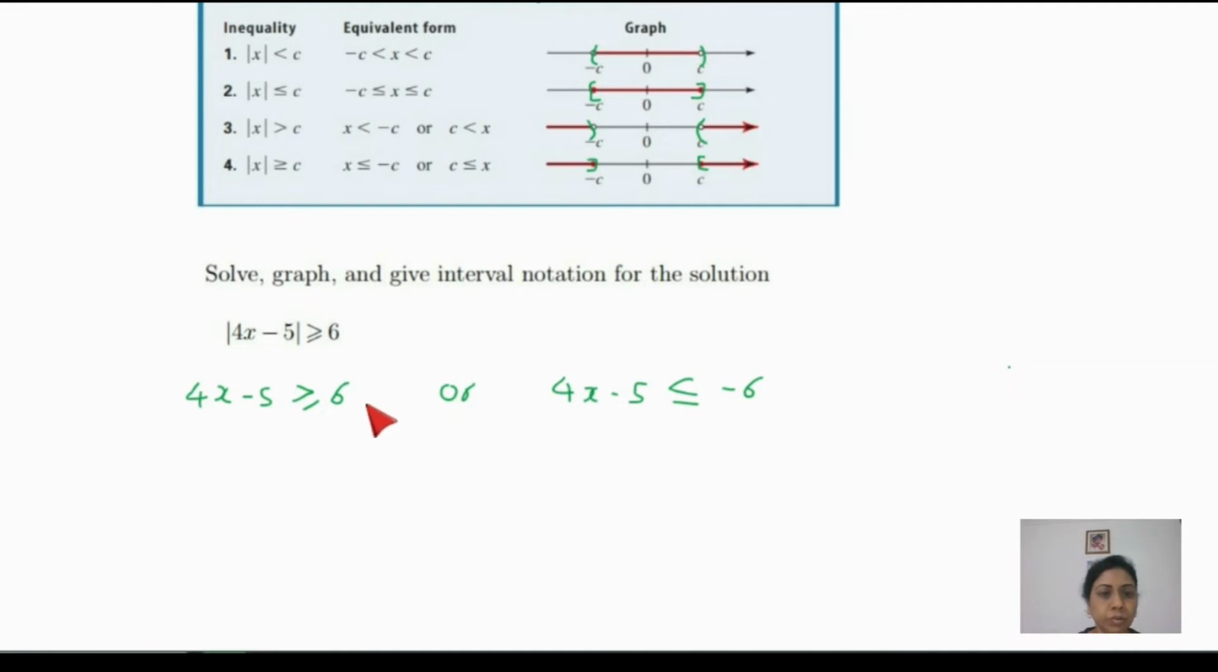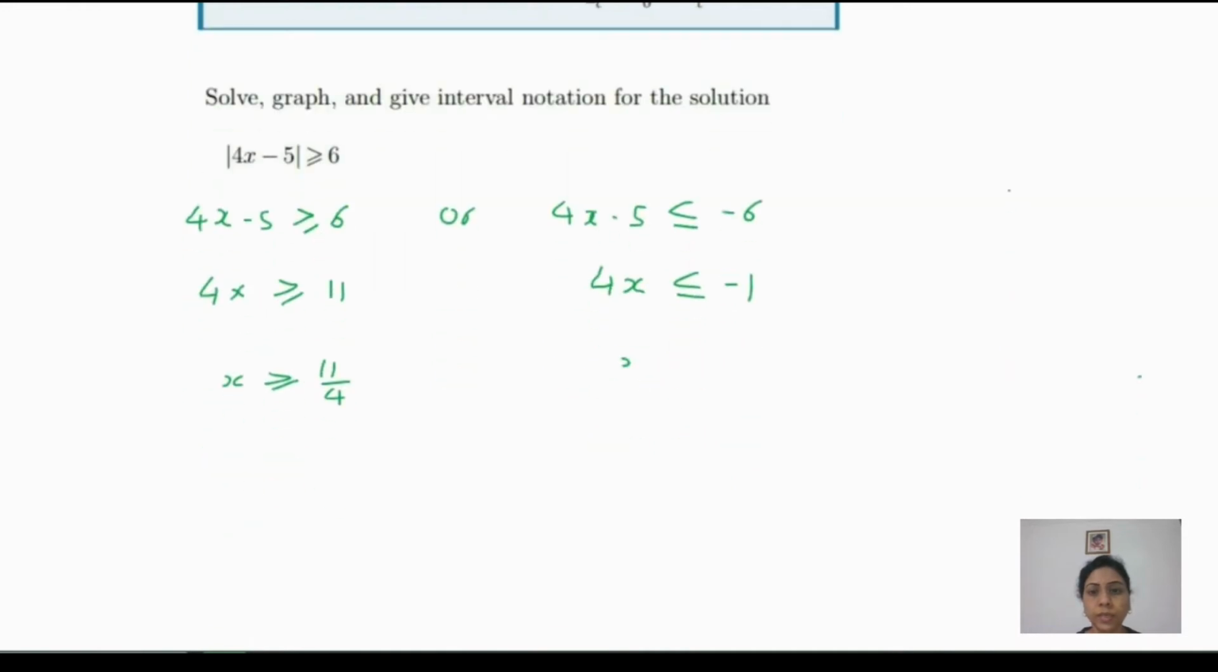So we add 5 to both sides. 4x is greater than or equal to 6 plus 5, which is 11, and now dividing both sides by 4, we get x greater than or equal to 11 upon 4. Here we add 5 to both sides, so 4x is less than or equal to minus 6 plus 5, which is minus 1, and dividing both sides by 4, we get x less than or equal to minus 1 upon 4. Now we can represent this on a number line.